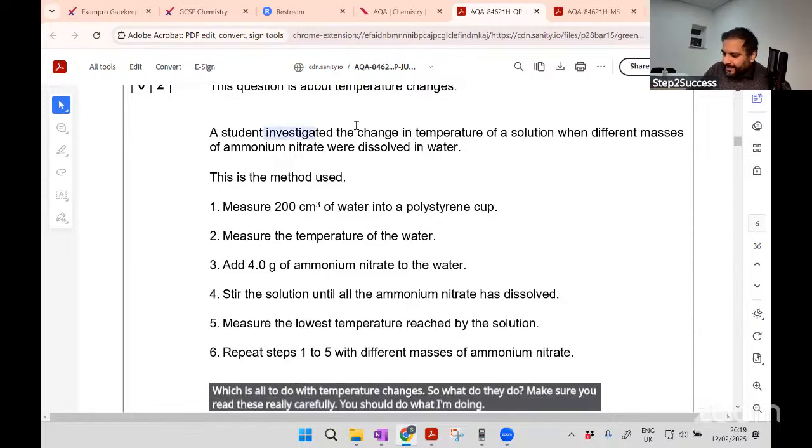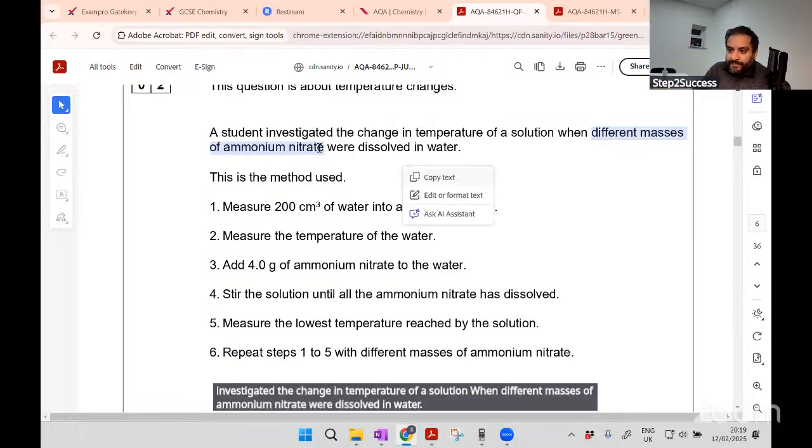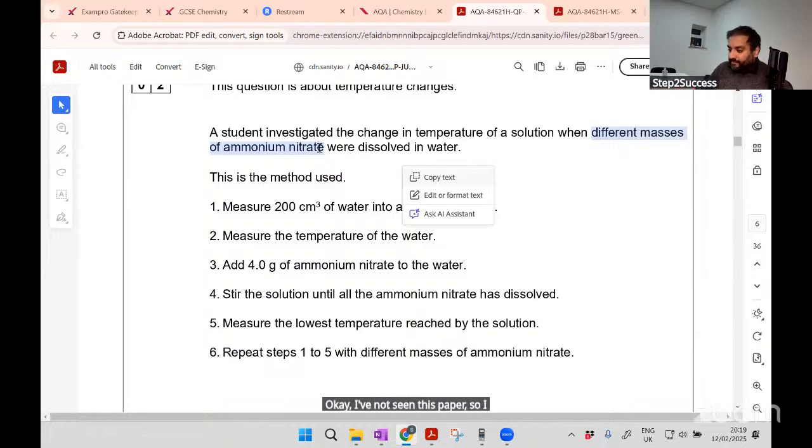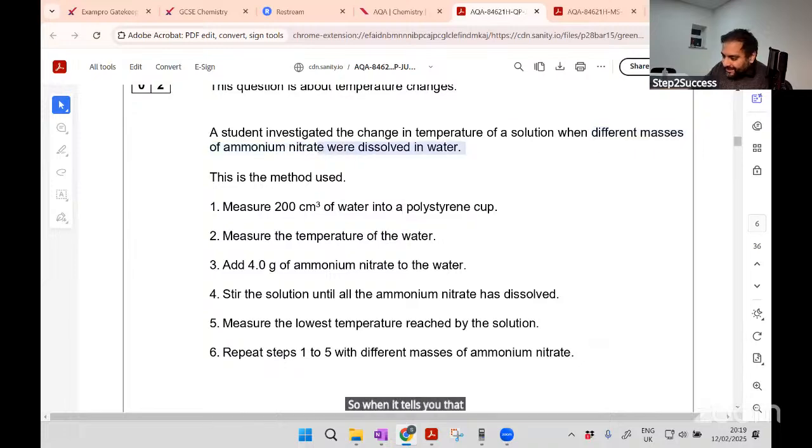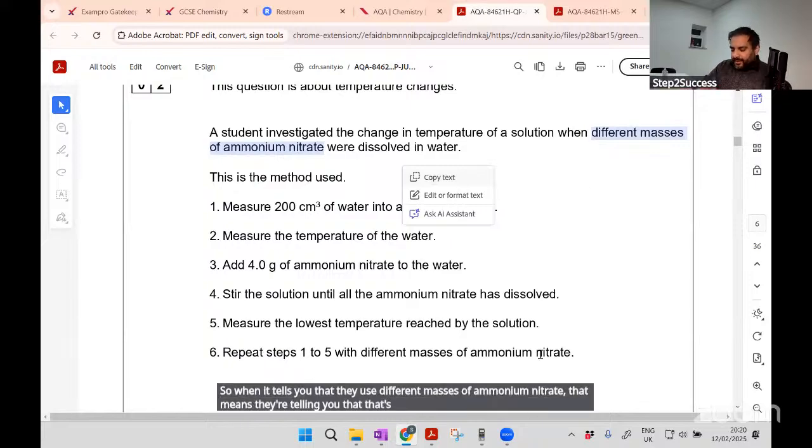A student investigated the change in temperature of a solution when different masses of ammonium nitrate were dissolved in water. Okay, I'm not seeing this paper, so I'm just telling you this. If you read this carefully, you should be able to identify what the independent and the dependent variable is. It's often just in the first line. When it tells you that they use different masses of ammonium nitrate, that means that's the thing they're changing each time. They're using one mass and a different mass and a different mass, which means that is the independent variable.